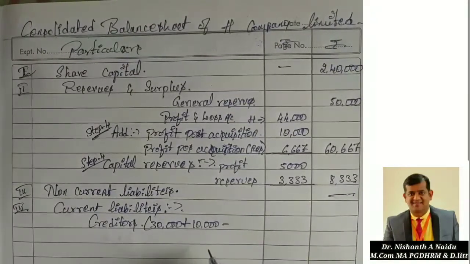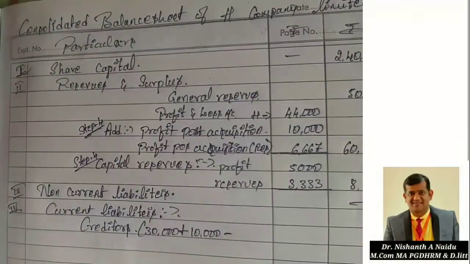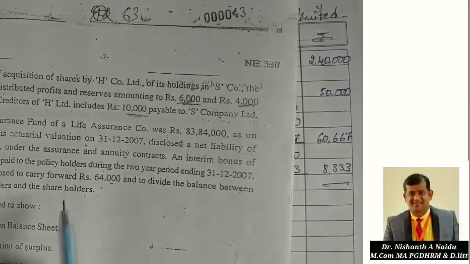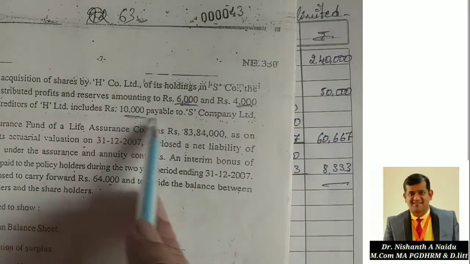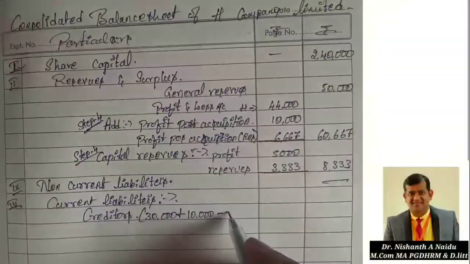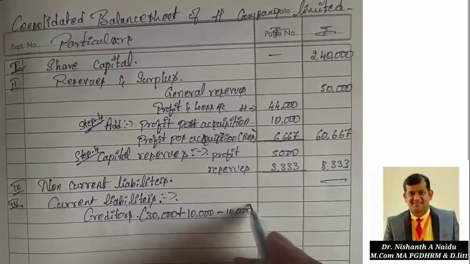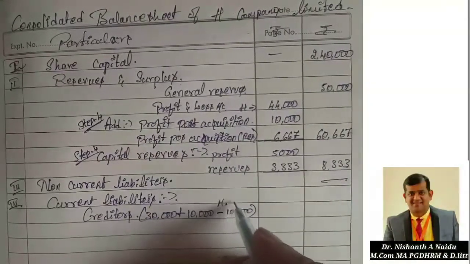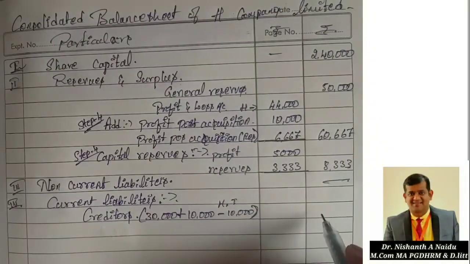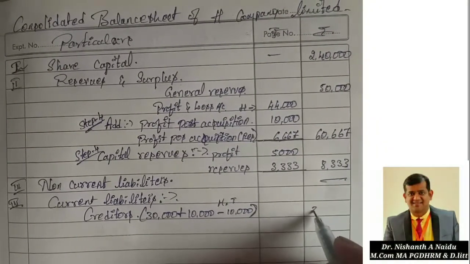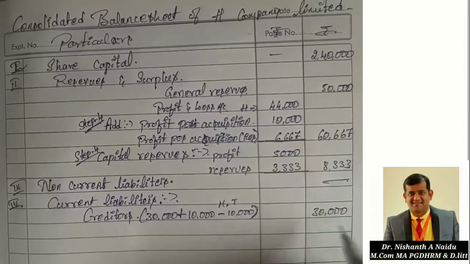I told you, you should remember creditors related to. So I am showing it again. Creditors of H Limited includes rupees 10,000 payable to S Company Limited. So for S Company Limited we have to pay. So we call this a mutual transfer. Mutual transfer, that should be deducted. So deduct this. So you will get again 30,000 rupees. So 30,000 I am marking here.